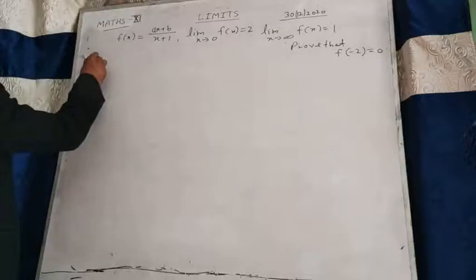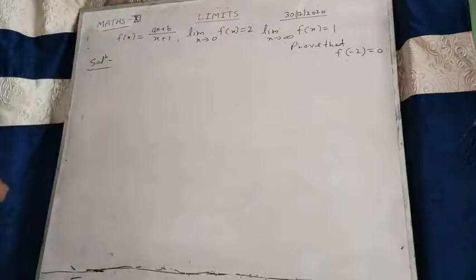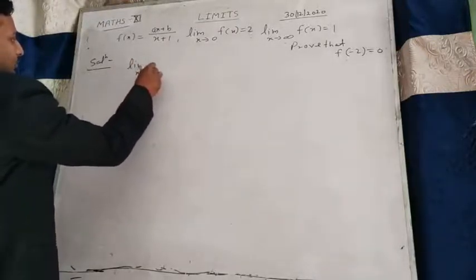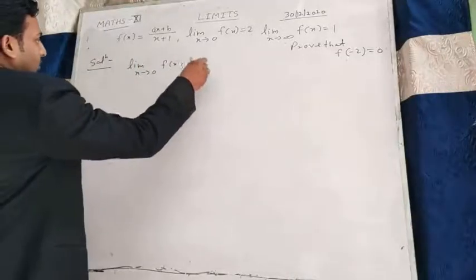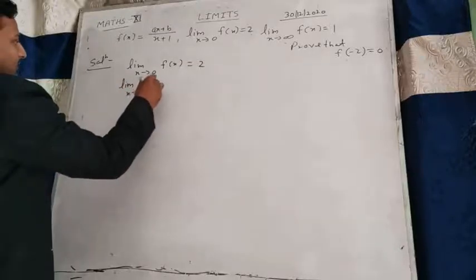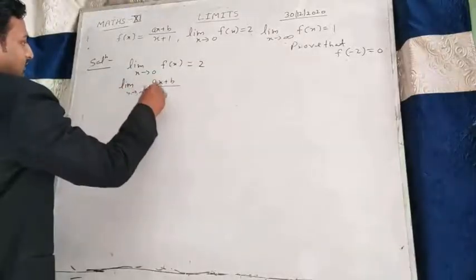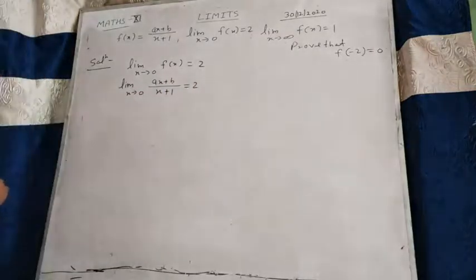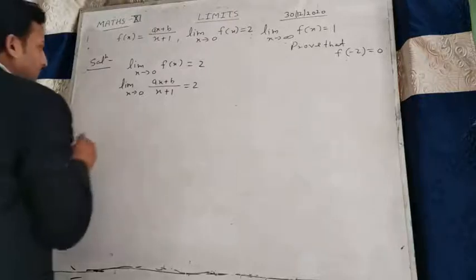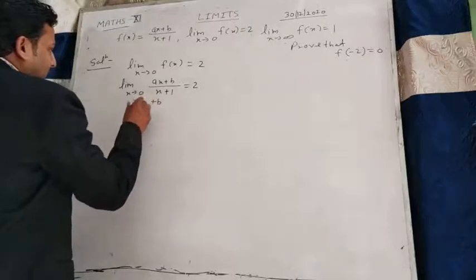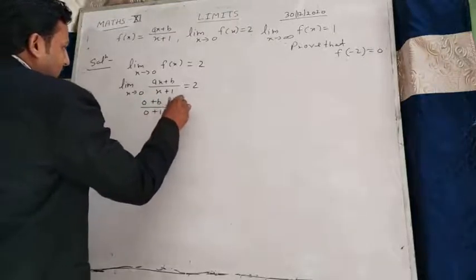Okay student, now we see the solution of this question. So first of all, student, we will take the first limit, which is limit x tends to 0, f(x) is 2. Now limit x tends to 0, our f(x) is given to us as (ax plus b) by (x plus 1), which is equal to 2. Now, student, we put the limit here directly, so we get b by 0 plus 1, which is 2.